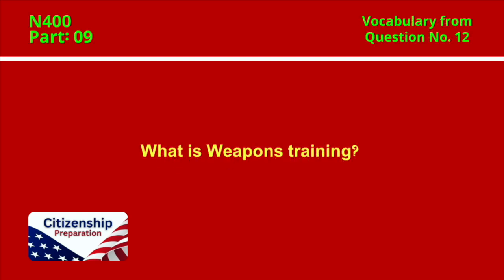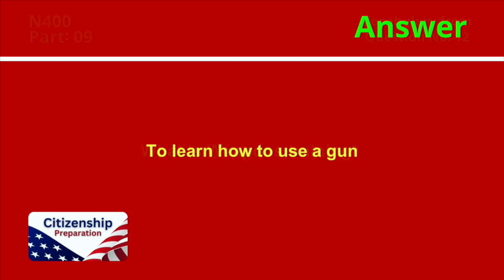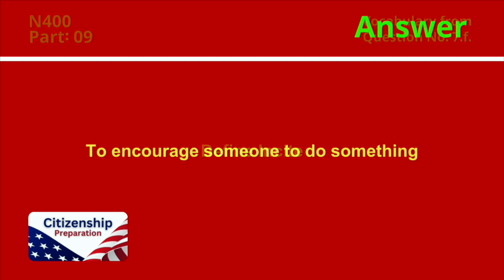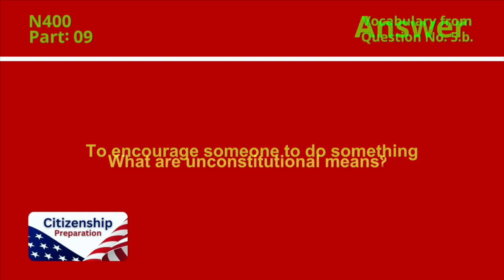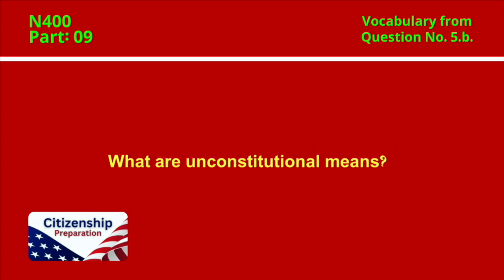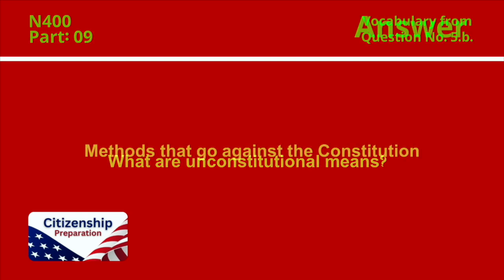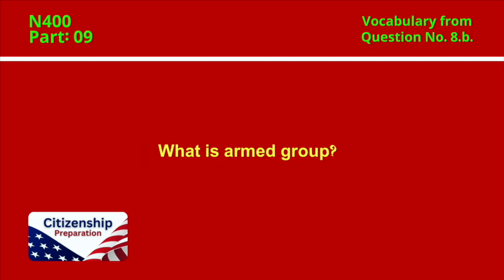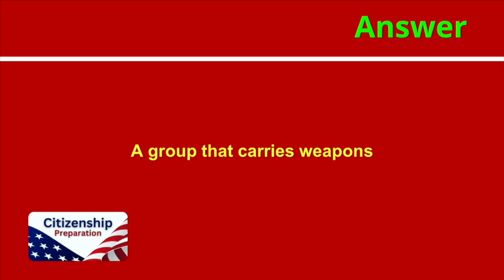What is weapons training? To learn how to use a gun. Define insight. To encourage someone to do something. What are unconstitutional means? Methods that go against the Constitution. What is armed group? A group that carries weapons.